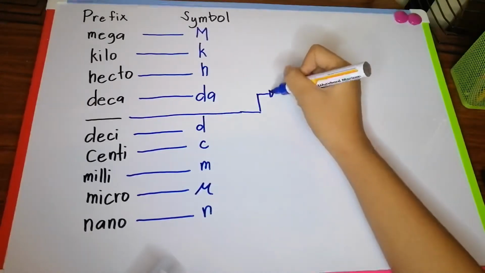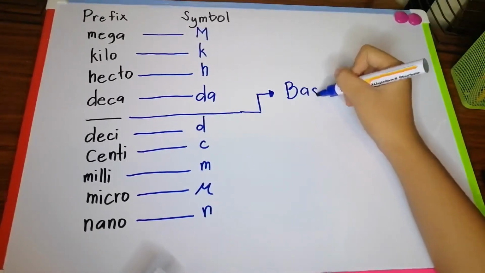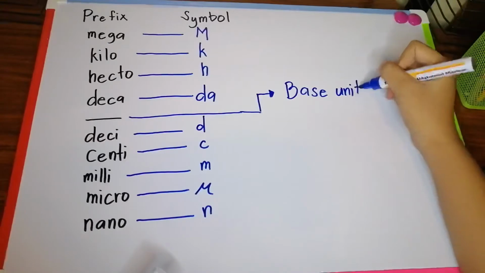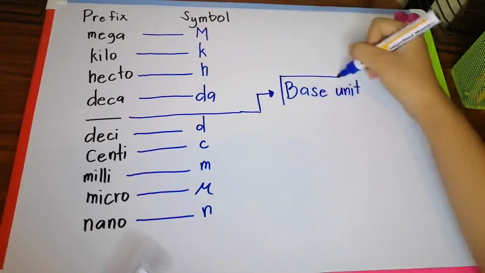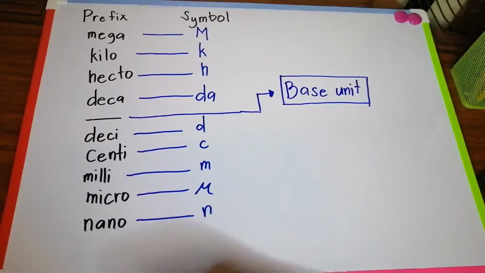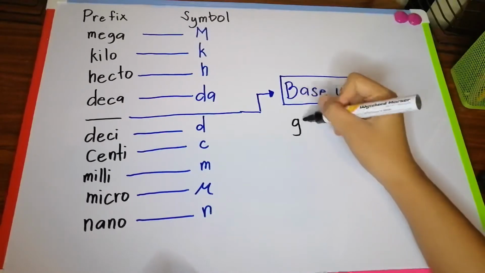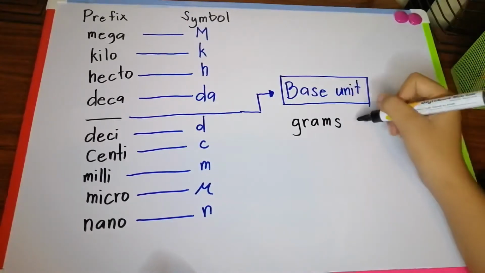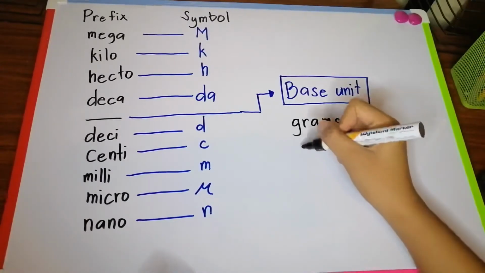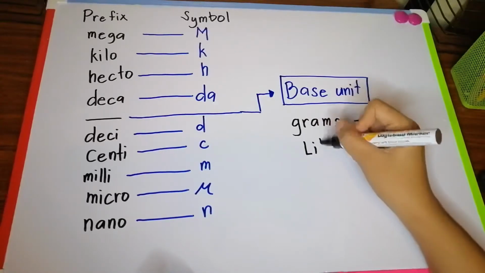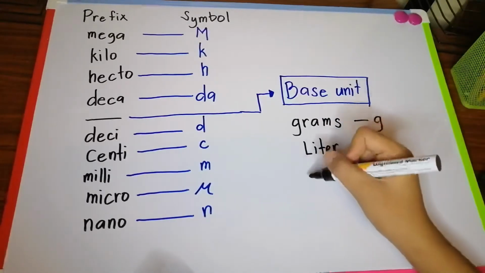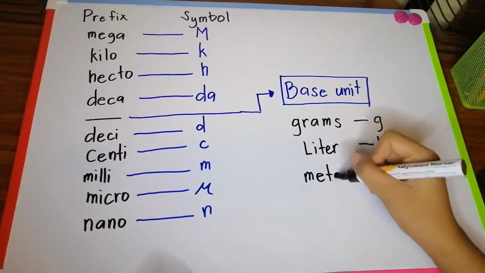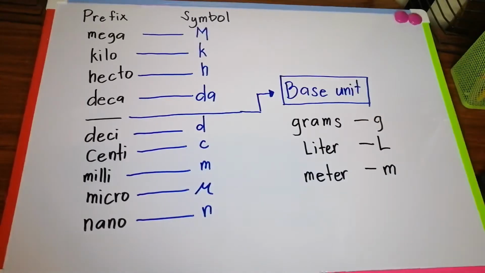So these lines here are what we call the base units. Under these base units, we have here the grams. Its symbol is G. The next, we also have liters. So liters is capital L, then meter for M. These prefixes and symbols are the things that you need to memorize for this topic.